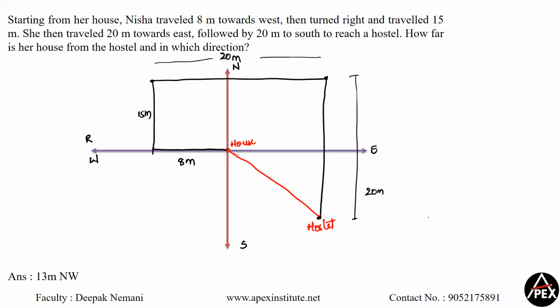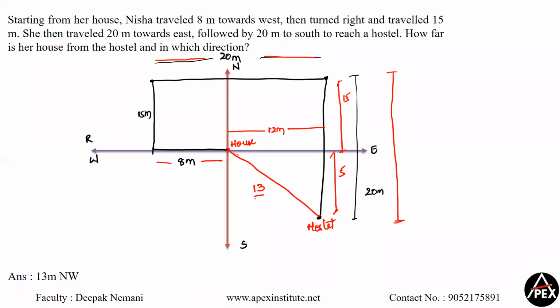So to find this, the total distance is 20. This distance is 8. So I can say that this distance will be 12 meters, the horizontal distance. Now, this total vertical distance is 20. This is 15. So this will be 5. So this will be 5, 12. So hypotenuse will be 13. Perfect. So 13, you have answered it correctly.